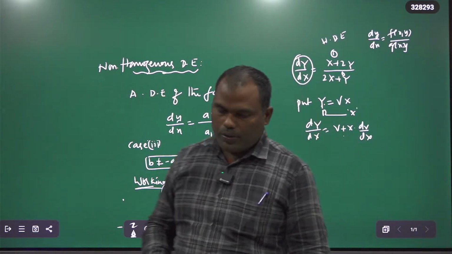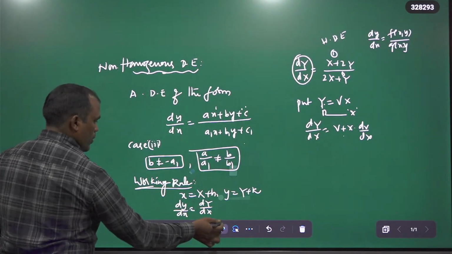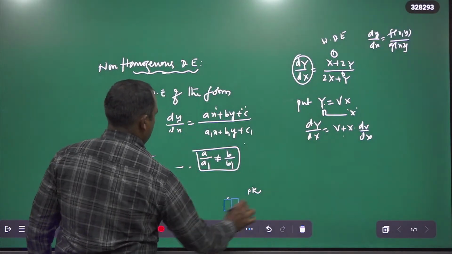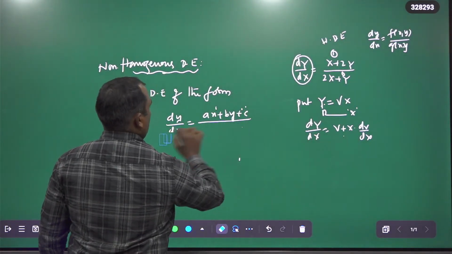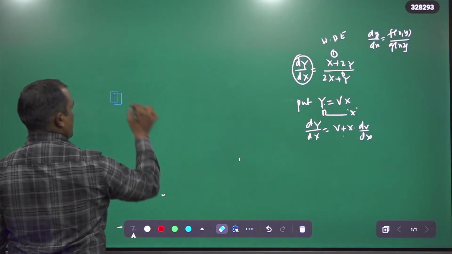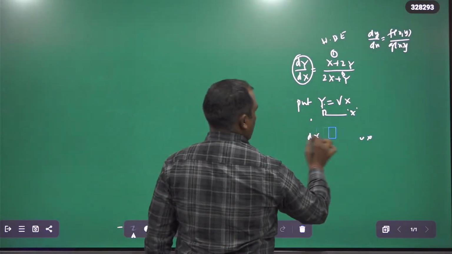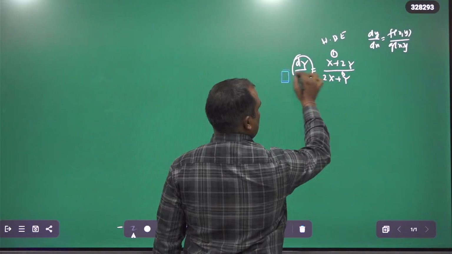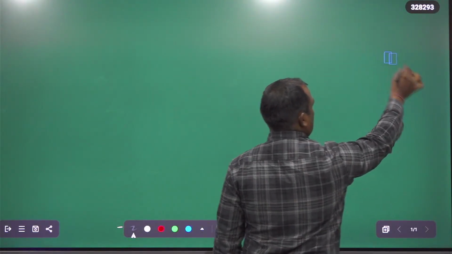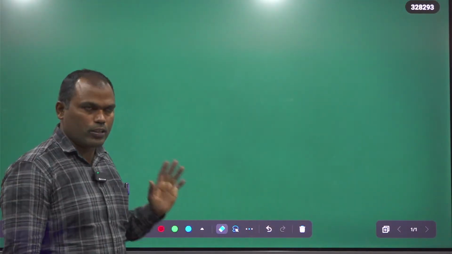Now coming to the next topic, linear differential equations. Just recall, a homogeneous differential equation means a differential equation of the form dy by dx is equal to f of x comma y by g of x comma y, and at the same time the same degree: if the numerator degree is, for example, 2, then the denominator degree is also 2 only.